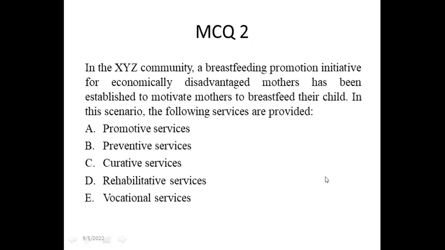MCQ 2. In XYZ community, a breastfeeding promotion initiative for economically disadvantaged mothers has been established to motivate mothers to breastfeed their children. In this scenario, the following services are provided: A, promotive services; B, preventive services; C, curative services; D, rehabilitative services; E, vocational services. A will be the correct option, as promotive services in order to promote breastfeeding start in the community. Therefore, this includes the promotive component of maternal and child health. A will be the correct option.